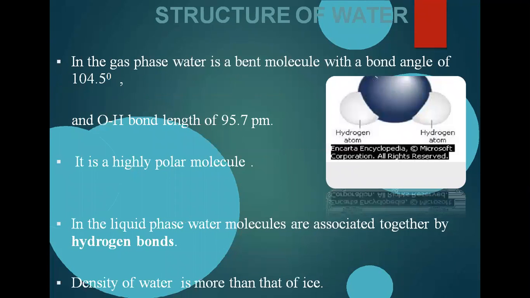In the gas phase, water is a bent molecule with a bond angle of 104.5 degrees, and the O-H bond length is 95.7 picometer. This is the bent structure of water. The angle between the two hydrogens is 104.5 degrees, and the bond length between hydrogen and oxygen is 95.7 picometer. It is a highly polar molecule. In the liquid phase, water molecules are associated together by hydrogen bonding. The density of water is more than that of ice.